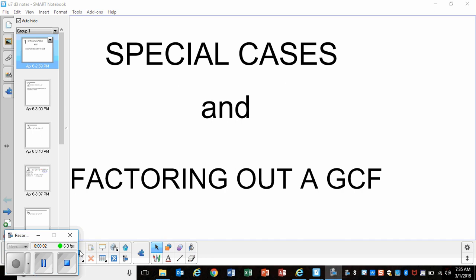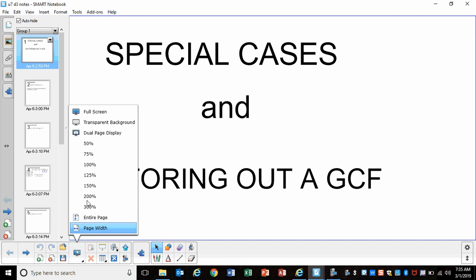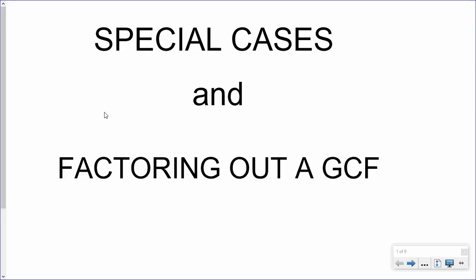Hello everybody, today we're going to start on day 3 notes, maybe, if I can get the big screen going. There we go. We're going to start on day 3 notes of Unit 7. Today we're going to talk about the special cases that happen with polynomials, and we're going to go ahead and start talking about factoring.